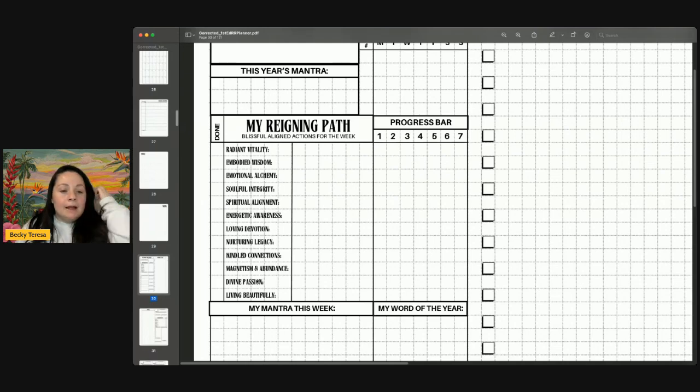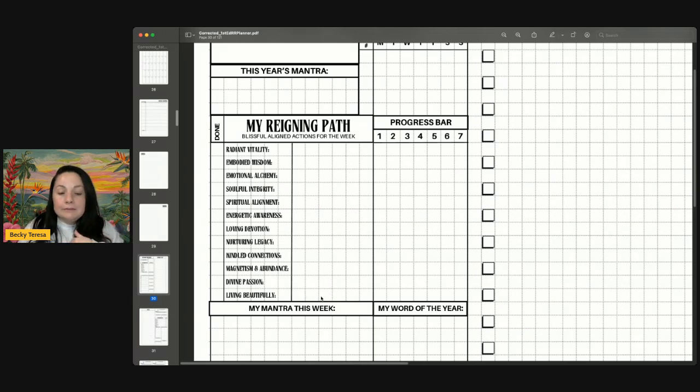Then divine passion, what is it that you specifically want to work on? Maybe you're launching a product this week, and so you have product launch items, and you know exactly what those are, and so you know how many days you worked on that particular product launch. And then living beautifully. For me, sometimes this is just do laundry every single day this week. I have 7 kids, so you can imagine the amount of laundry that I do. Or maybe it's tidying the house, or maybe it's deep cleaning something, or spring cleaning, or whatever.